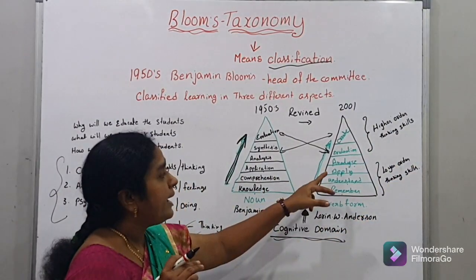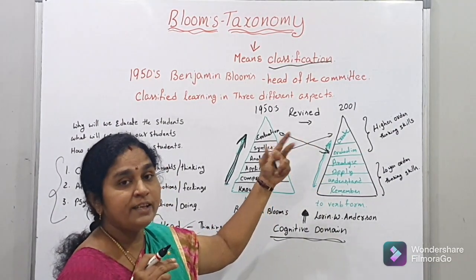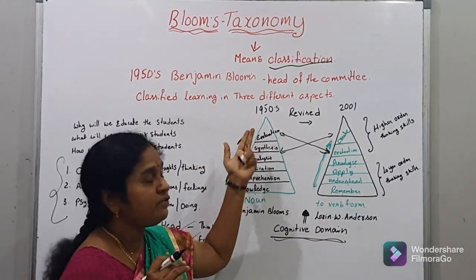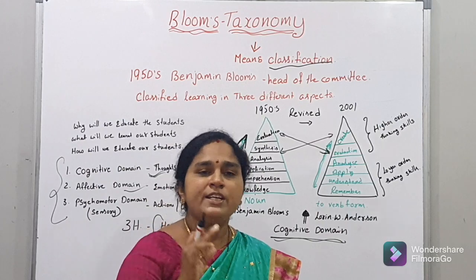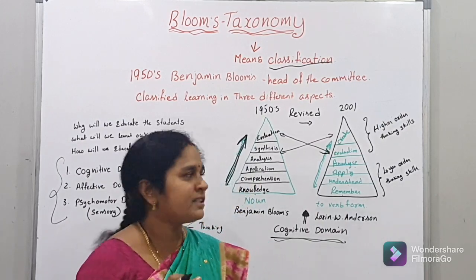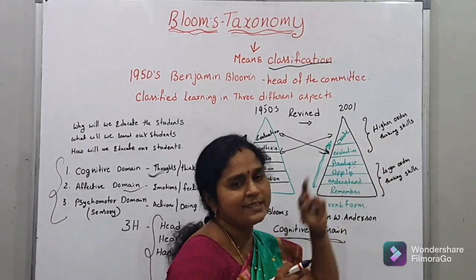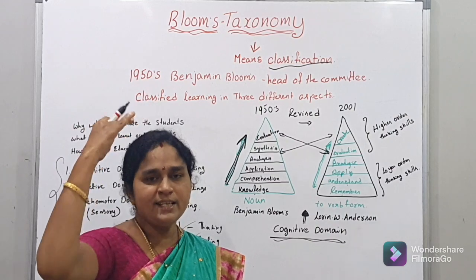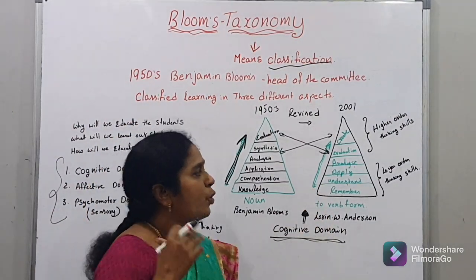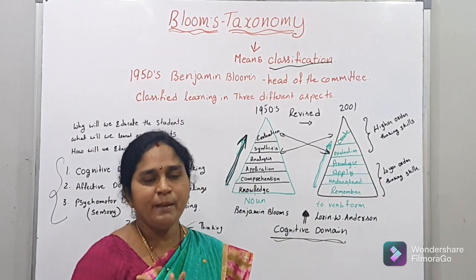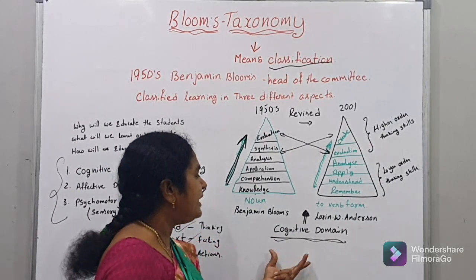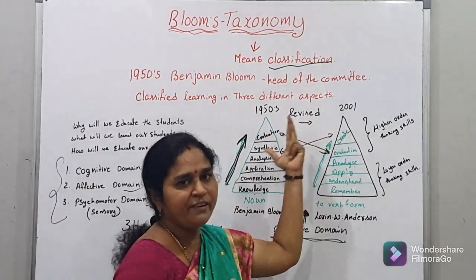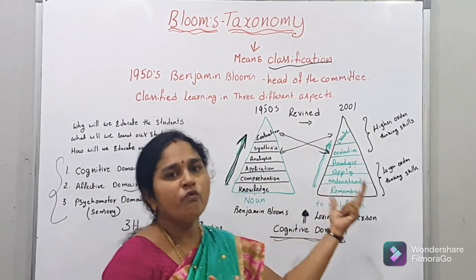But analyze, evaluate and create, that is analysis, synthesis and evaluation, are very difficult for each and every student. That's why they are the higher order thinking skills. So the upper three are higher order thinking skills and the lower three are lower order thinking skills. They are given these names. This is the cognitive domain in the 1950s and 2001, revised from nouns to verb form.